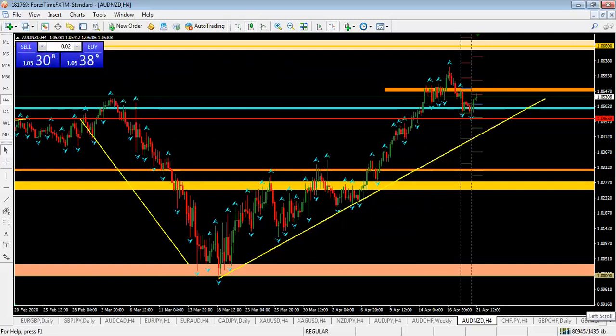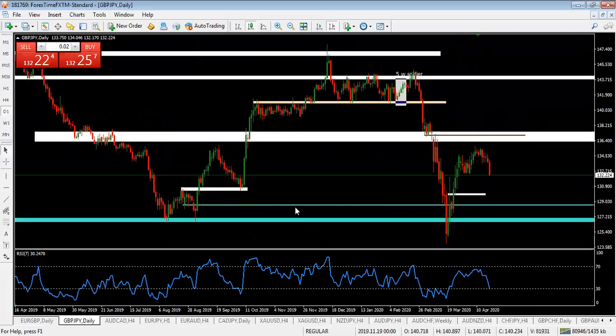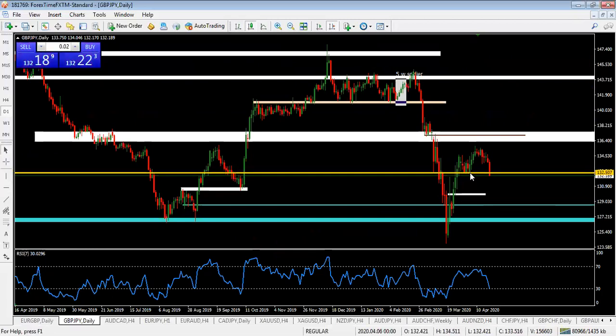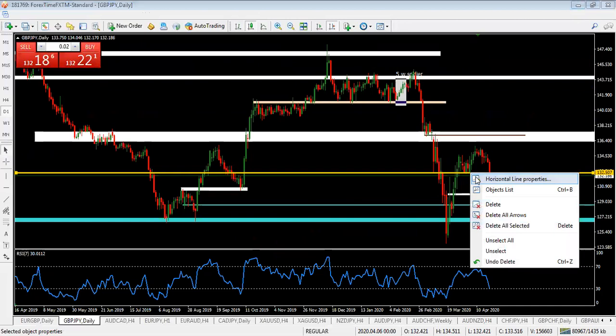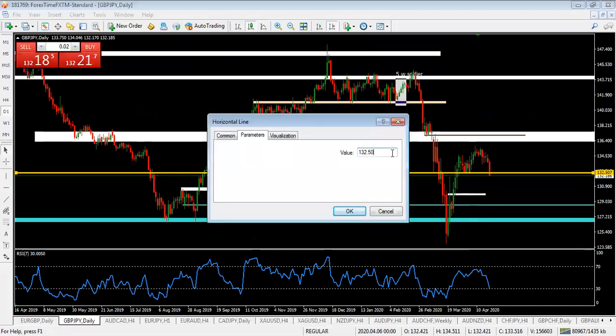We spoke about this pair before in analysis, and we said we wanted to see a break below. Now the break has come, but we can't say for sure if this actually is the break, because we are yet to see the daily candle successfully close below this point, 132,500.